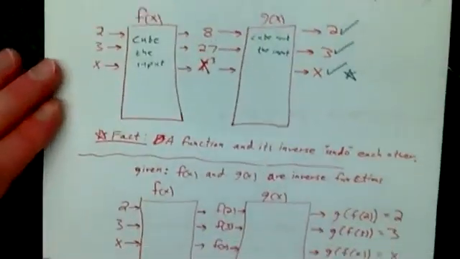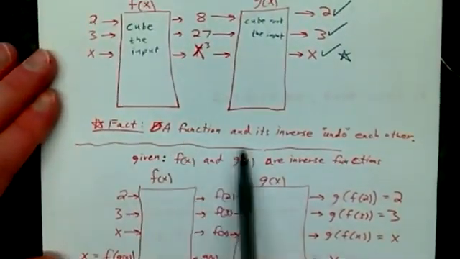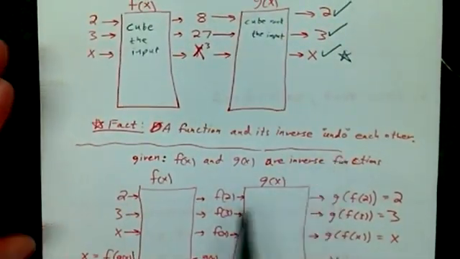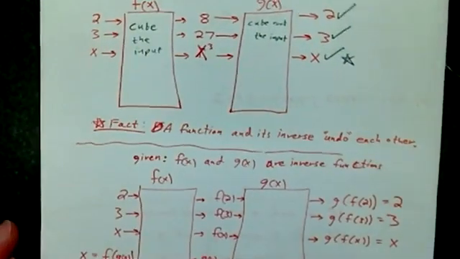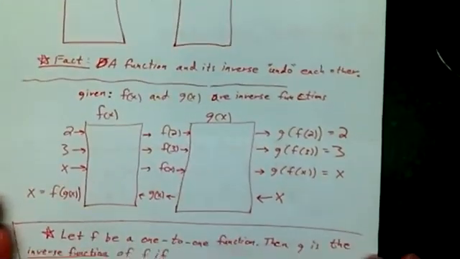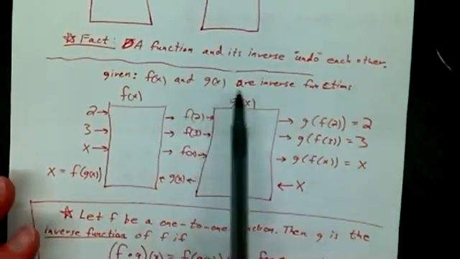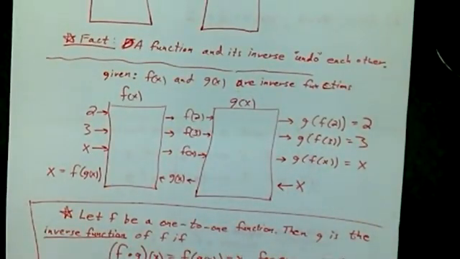So this is what we talked about earlier. In fact, a function and its inverse, they undo each other. And we can see that's happening specifically here. Let's look at it in general. So suppose we're given f of x and g of x. Maybe we don't even know what the functions are, but suppose we know they're inverse functions. I want to do this in general.